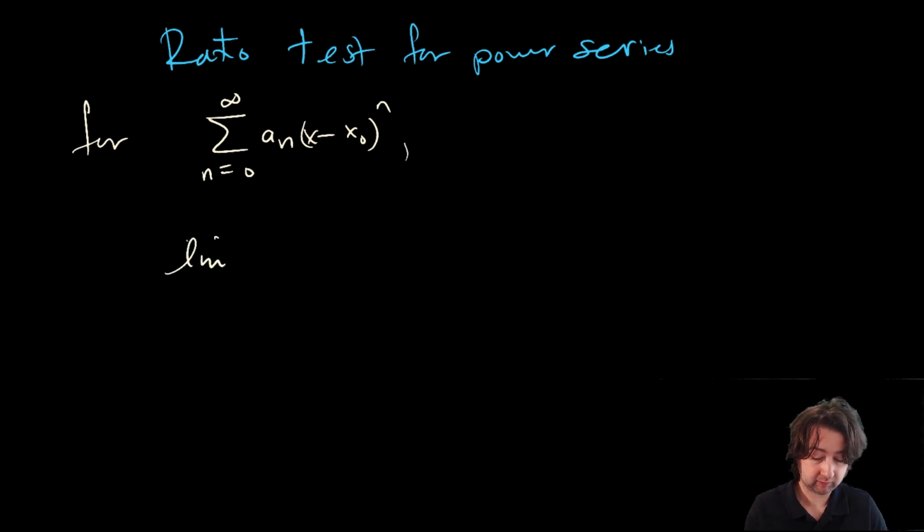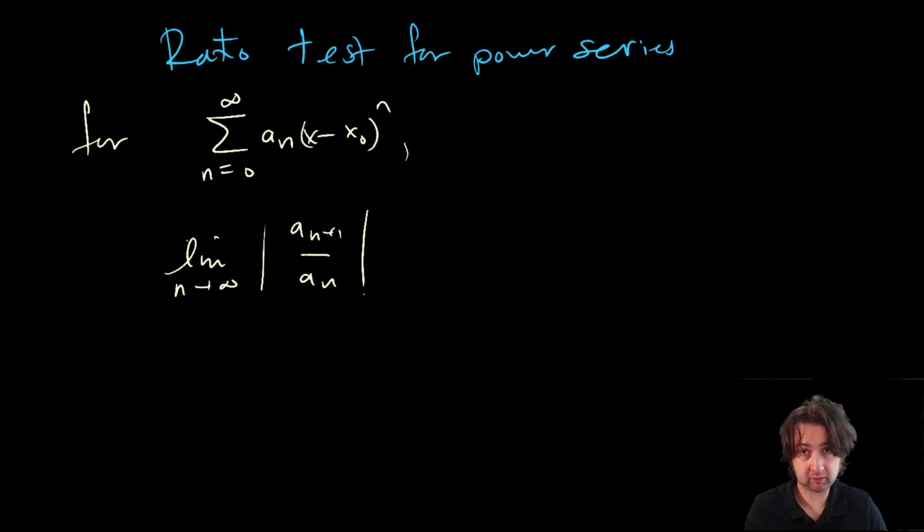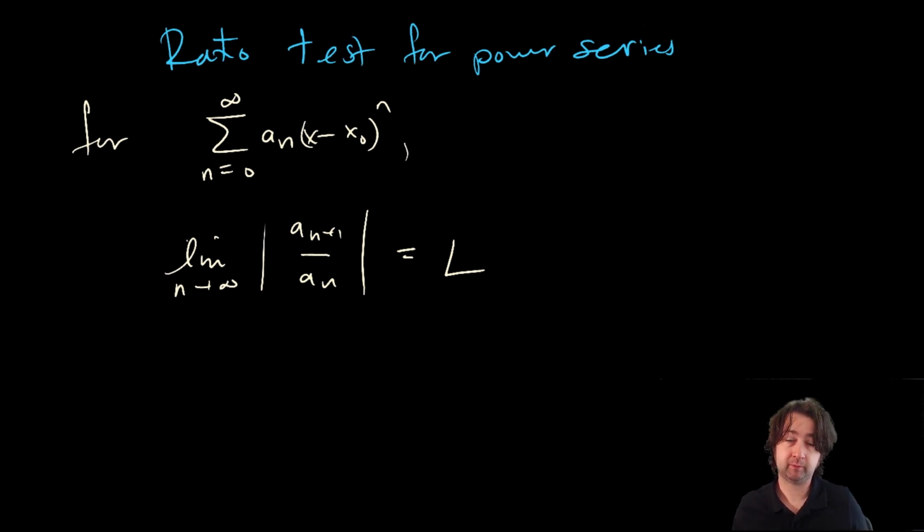The limit as n goes to infinity of a_(n+1) over a_n. And notice here that I've left the x's out of the picture, right? We're just using the ratio test on the coefficients, not on the x's themselves. You compute this limit, which is L. So there's three cases that we can consider here.